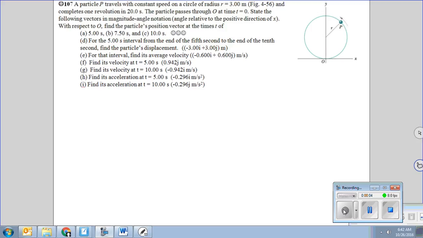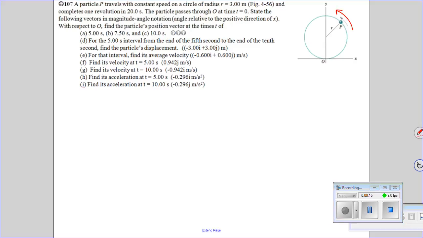All right, here we go. This is problem number 107 from chapter 4 of the Halliday and Resnick book. So we've got this particle here that's going around in a circle. I'm pointing, you can't see what I'm pointing at. It's going around in a circle like this.